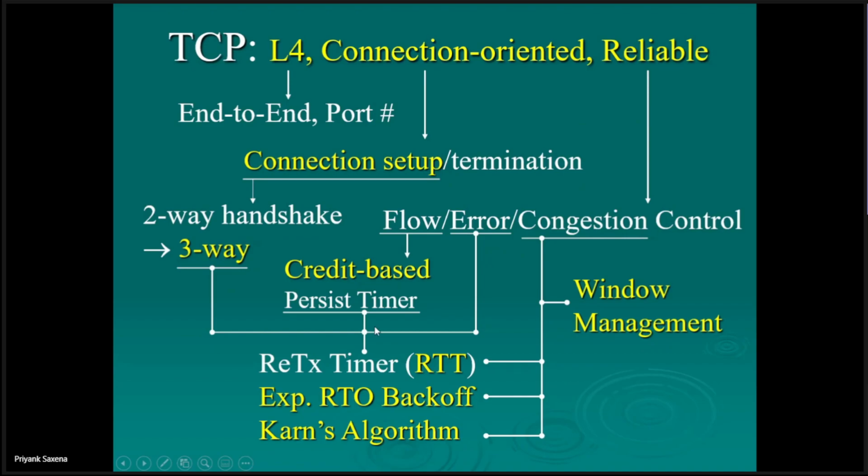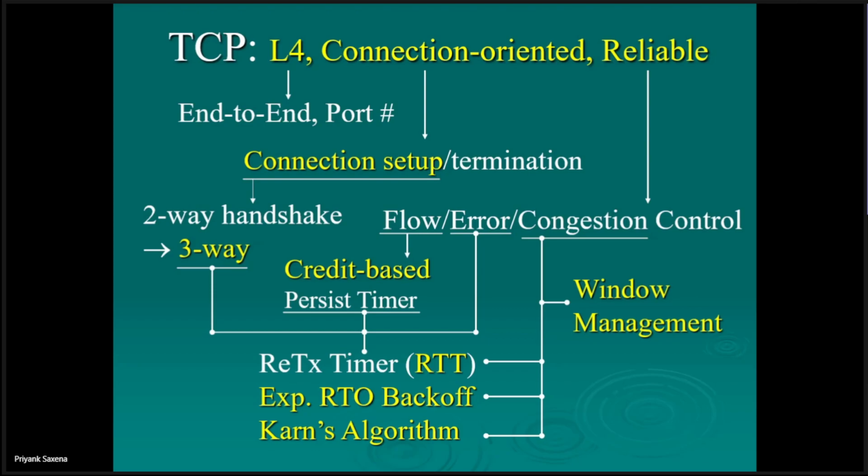Error control is addressed by using these timers, right? If any error is there, how will this error be managed, okay? Flow and error control, and then congestion control, right? Congestion control has two components. One is window management, where the window is what? The assigned credit to the sender, right?